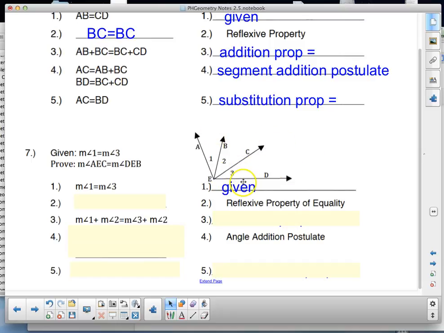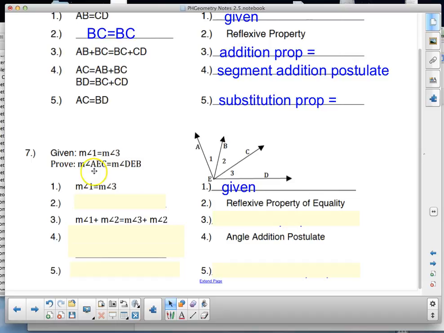So angle 2 and angle 3 are going to be added together. Angle 1 and angle 2 will be added together. And by angle addition postulate, I'm going to show that angle AEC is comprised of the measure of angle AEB plus the measure of angle BEC, and the measure of angle BED is made up of angle BEC and the measure of angle CED. So you'll see that when I write it out, but in very like manner, I'm going to do the same thing I did in 6 and 7, except it's going to be about angles.